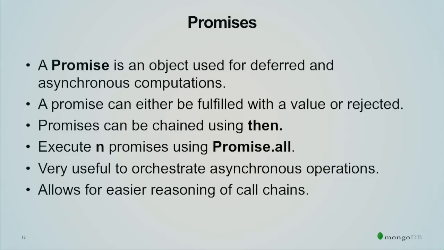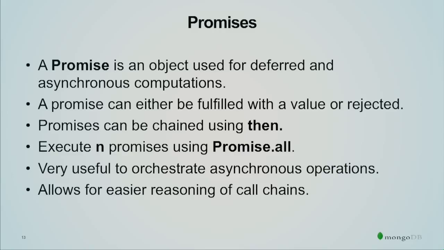So a promise is literally an object that is used for deferring an asynchronous operation, right? A promise doesn't actually execute the operation. What it does is allow you to defer it until you specifically want to resolve it. And you can chain them, so you can have one promise flow into another promise, flow into another promise. Or you can execute any number of promises in parallel, using Promise.all. Promises as they exist in ECMAScript 6 are really just a defined interface of functions that you have to implement.